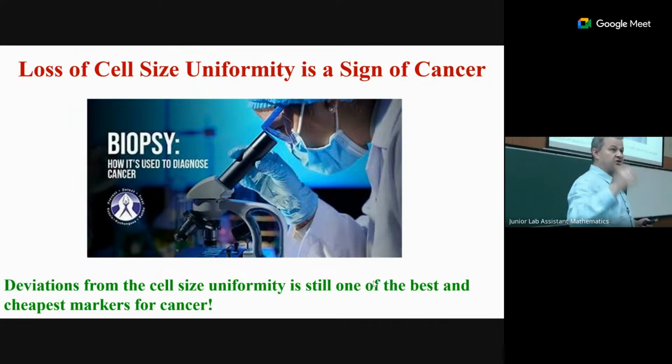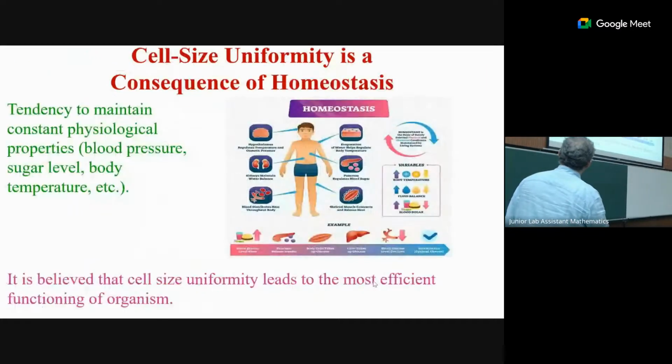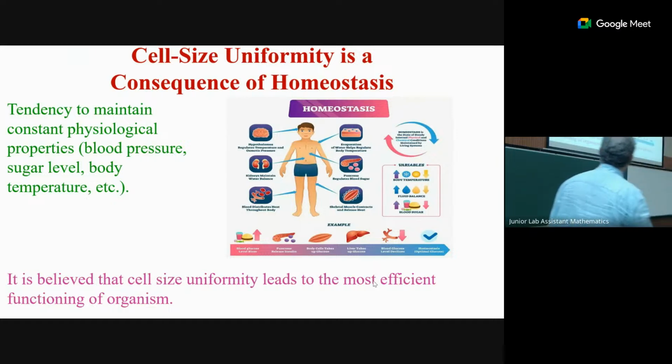And again, it's another indication of unusual precision in biology, right? Cells are very uniformly distributed in size. Again, this is something that we mentioned. This is a consequence of homeostasis. Homeostasis is this tendency to maintain constant biological properties. We already talked about it several times, right? So again, it is believed that keeping cell size almost constant provides the most efficient functioning for biological systems.